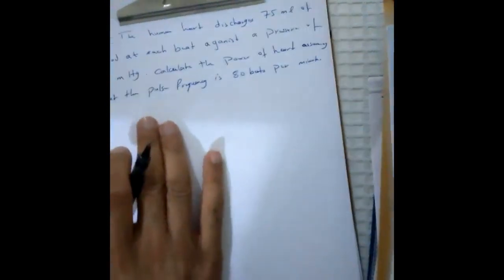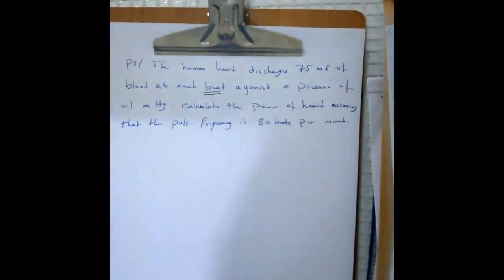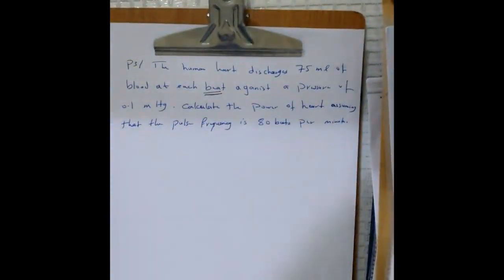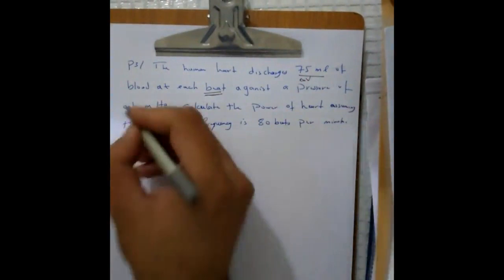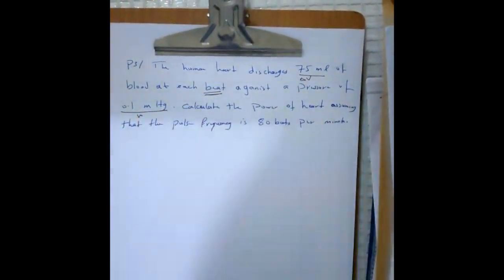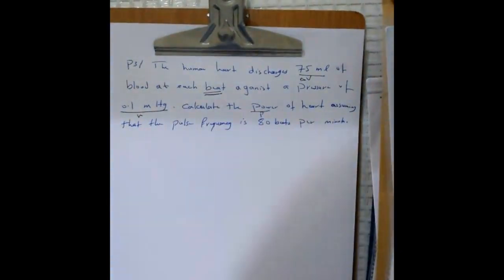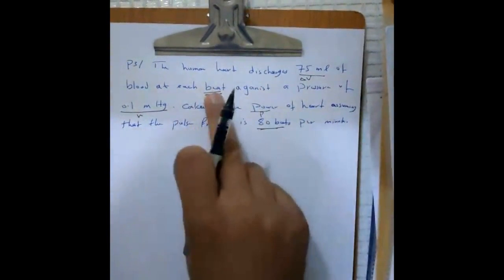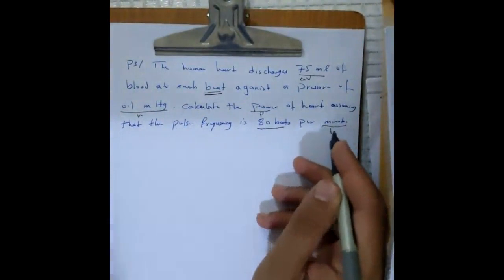The third one: the human heart discharges 75 milliliter of blood at each beat. When he said at each beat, that means I'm expecting to have the number of beats. 75 milliliter means delta V, against a pressure of 0.1 meter mercury. This is h. Calculate the power of the heart, assuming that the pulse frequency is 80 beats. Because he said each beat, I'm expecting to have number of beats per minute. Time is given in minutes.